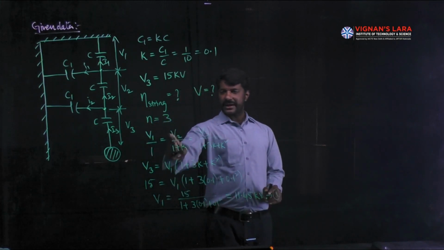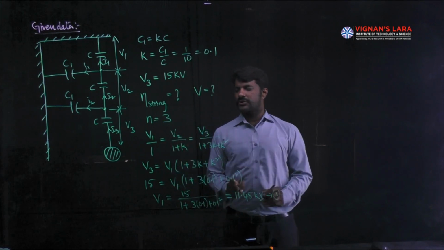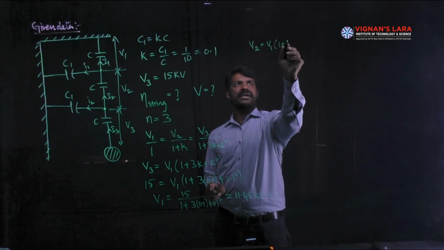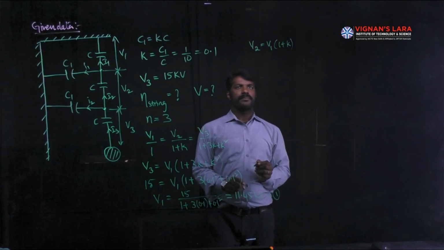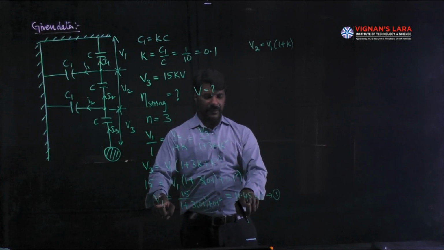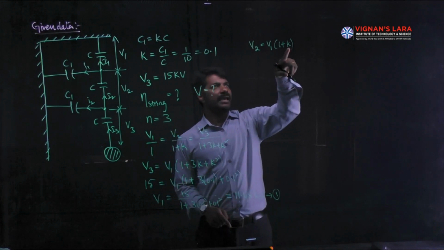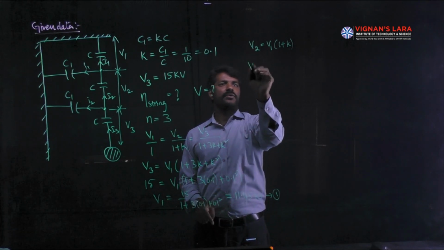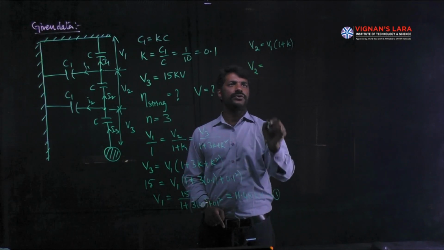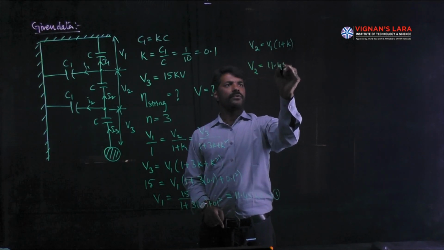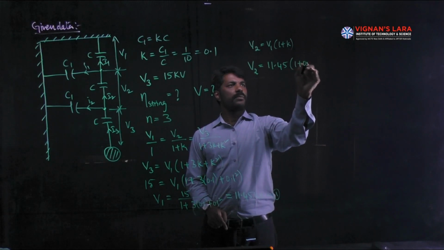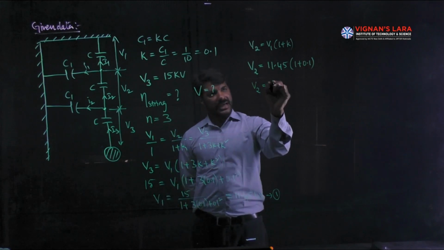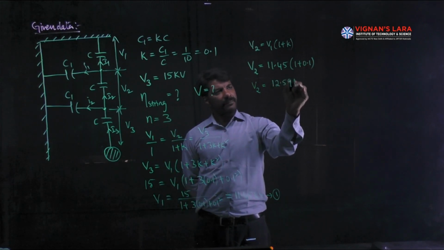And using the second ratio, we can get the voltage V2 also. That is, V2 is equal to V1 into 1 plus K. Just now we got V1 as 11.45, and the K value is also given in the problem as 0.1. Then I can estimate the voltage across the second unit, V2, which is equal to 11.45 kV into 1 plus 0.1. In estimation, you can get this V2 voltage as 12.59 kV.